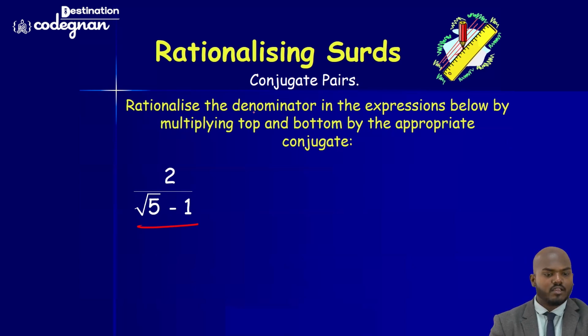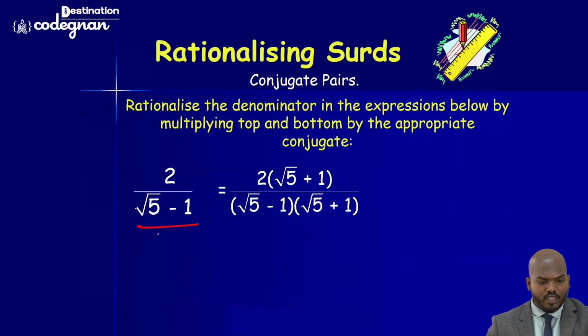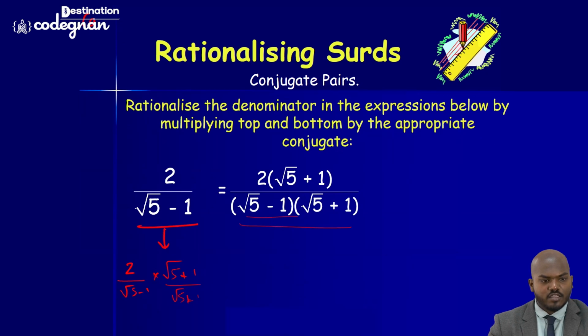Okay, so you need to make the conjugate like this pair. So this one will become 2 by root 5 minus 1 cross. Here we have the -1, right? So then we need to have a +1 here in the place. Now you see the bottom one, it looks like a plus b of a minus b.